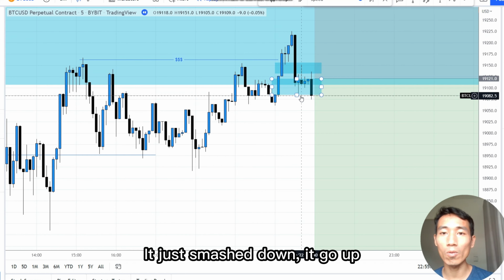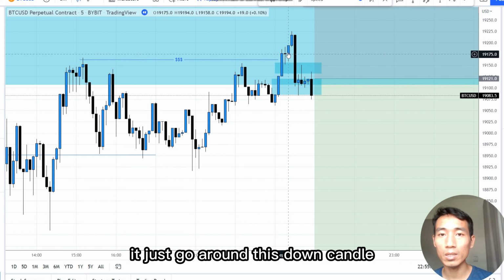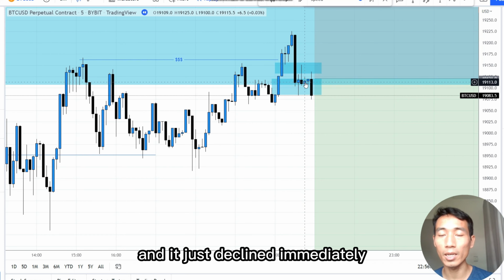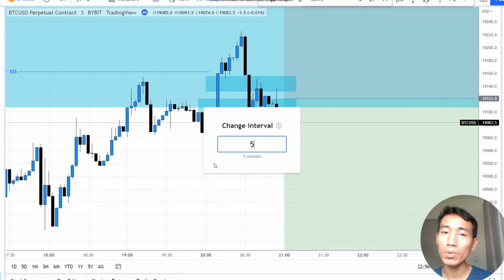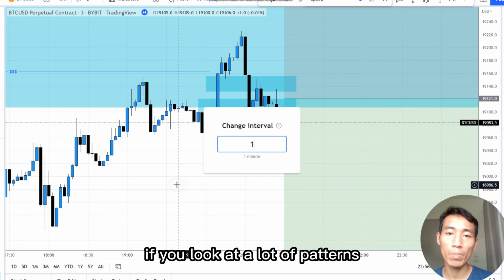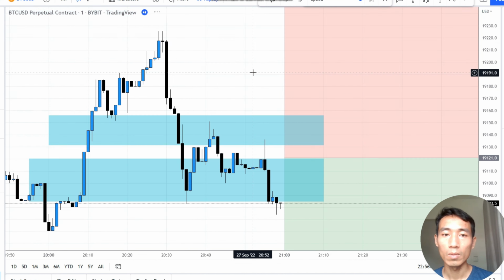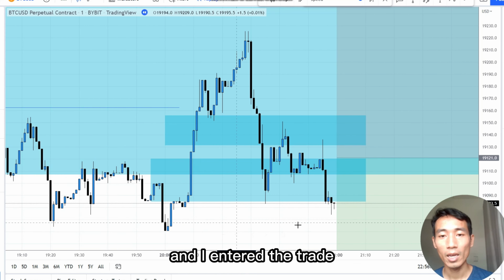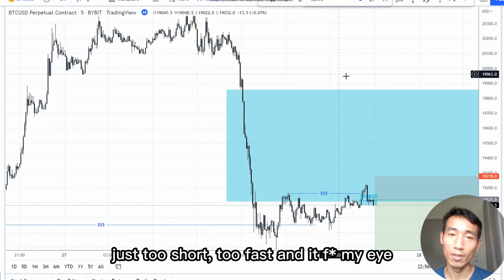It just smacked down. It's not even going back into this candle or this candle. It just goes around this down candle, looks like a swing right here, and it just declines immediately. So it looked quite weird to me. If you look at a lot of patterns, then when you see this, you already know this is a POS. On 1 minute it will be more obvious, but in 5 minutes I can see it, and I enter the trade on 5 minutes. Sometimes 1 minute is just too short, too fast, and it just messes with my eye.